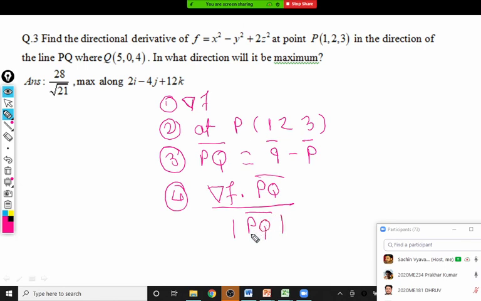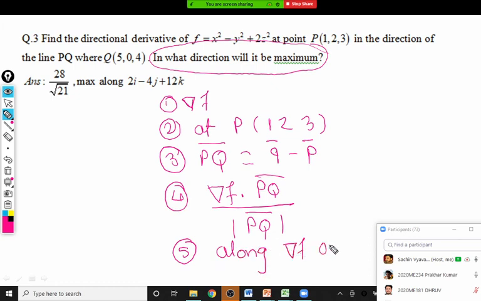And what about the answer to this last part then? Sir, it will be maximum in the direction of del f only. Correct. We will write del f only in the last step: it will be along del f only. That is what you should write. And you can write that every vector is maximum along its own direction. So it will be maximum along del f only. So these are the 5 steps and you get the required answers. Yeah, you can finish it now.